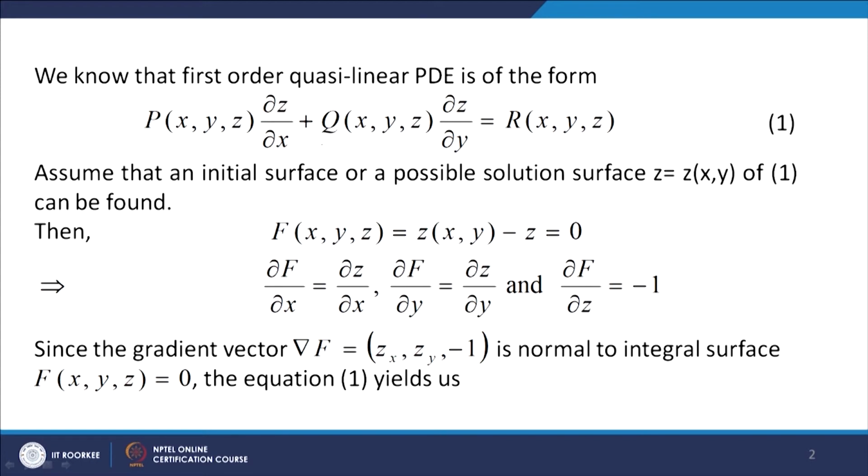The equation 1 can be written as (P(x, y, z), Q(x, y, z), R(x, y, z)) dot (z_x, z_y, -1) equal to 0. Let us take the dot product of the vectors (P, Q, R) with (z_x, z_y, -1) equal to 0, then what we get is this equation.